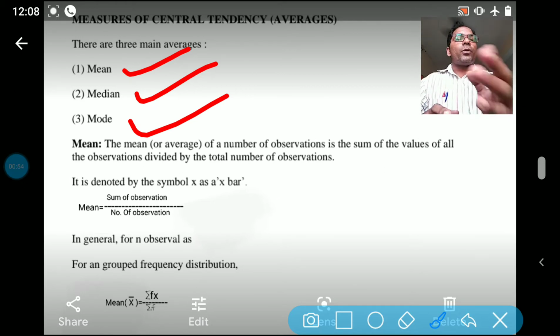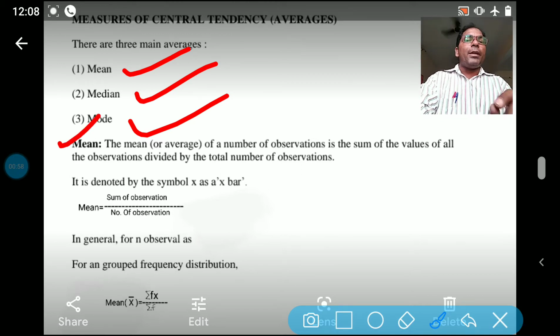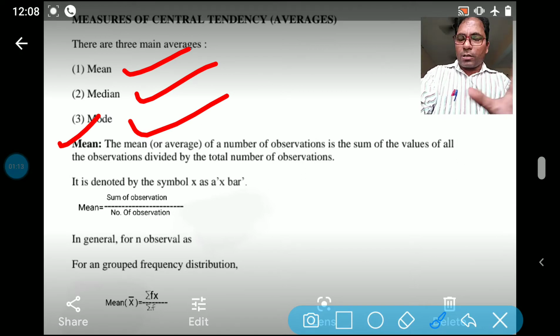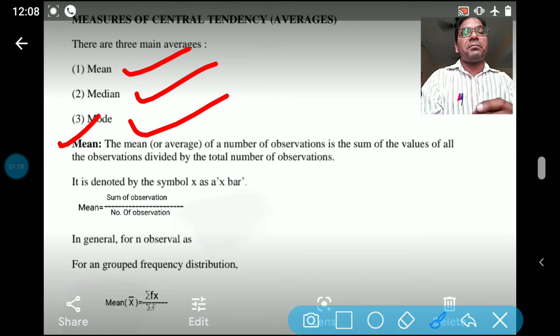So here you can see the topic: mean. The mean or average of a number of observations is the sum of the values of all the observations divided by the total number of observations. How can we find the mean, students? There are some observations, and you have to add all the data given, if ungrouped data is given, and divide by the number of data, which is also called the number of observations.